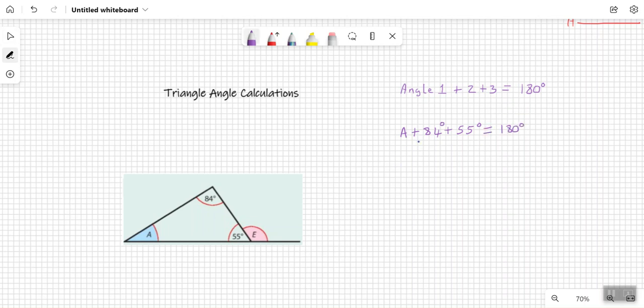So what we can say then is if we add the two of these together, 84 plus 55, that's going to be equal to 139. So we can say that the angle A plus 139 is going to be equal to 180.